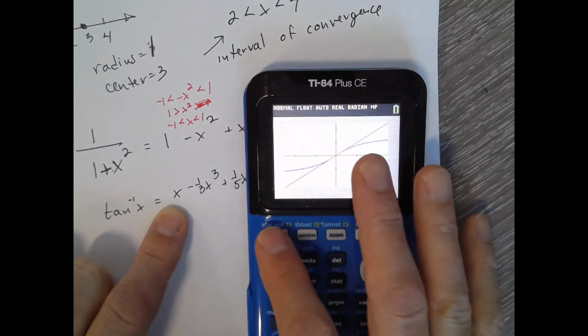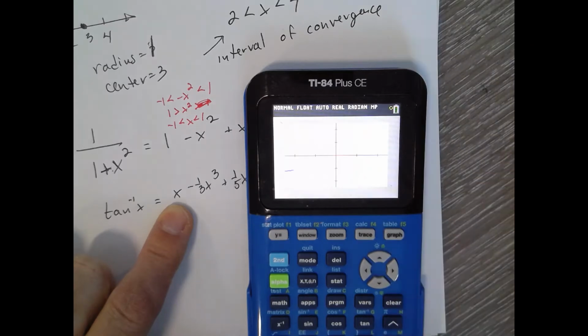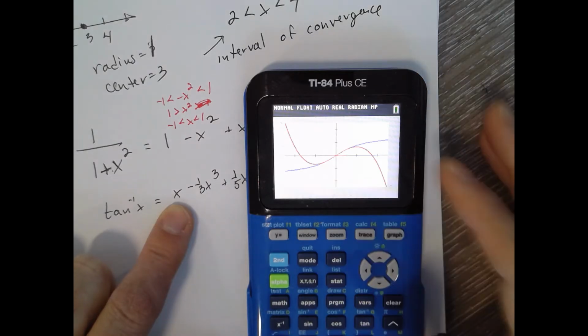So I'm going to go x minus 1/3 x cubed. There's the original. It lands pretty much right on top of the other one in that interval. And that's after only 2 partial sums.